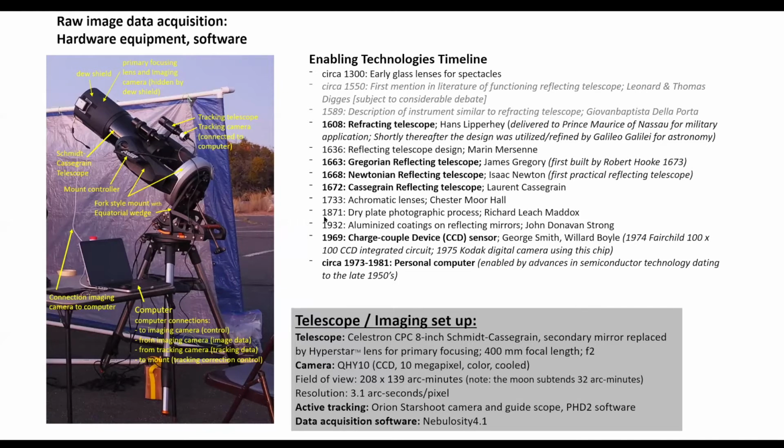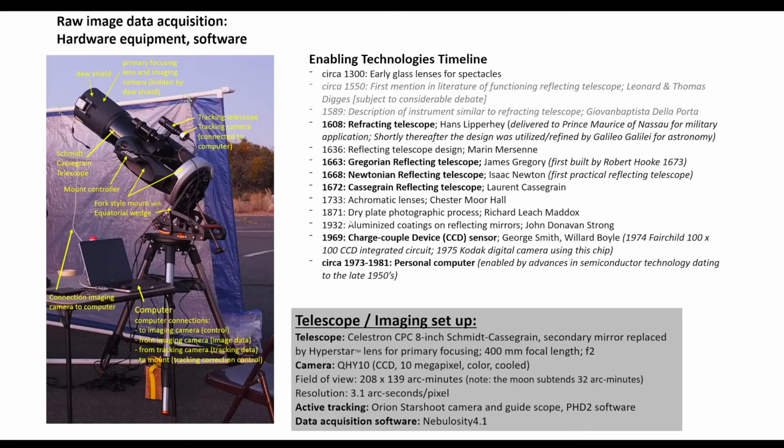For astrophotography, in 1871, the dry plate photographic process was developed by Richard Leach Maddox. And very shortly thereafter, astrophotographers started to image things with their telescopes. In 1932, aluminized coatings on the ground glass mirrors were developed by John Donovan Strong. This was a very important development for amateur astrophotographers, in that before this time they used silver coatings, which would oxidize and tarnish. And it would be a major ordeal to keep your telescope collecting light efficiently.